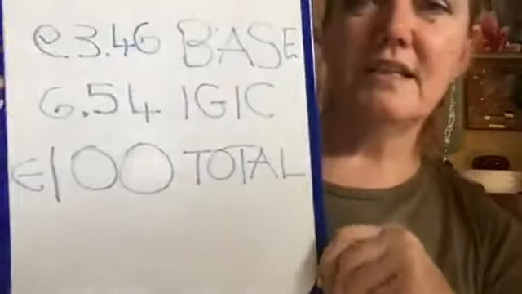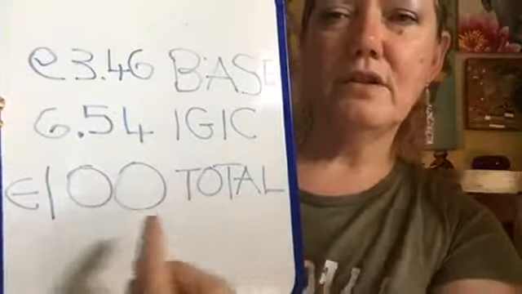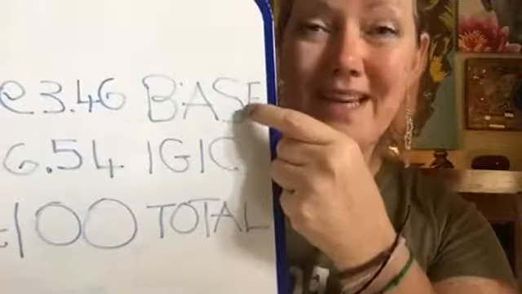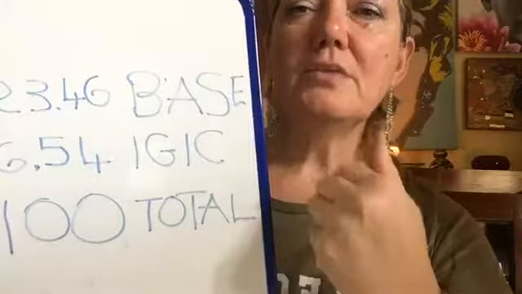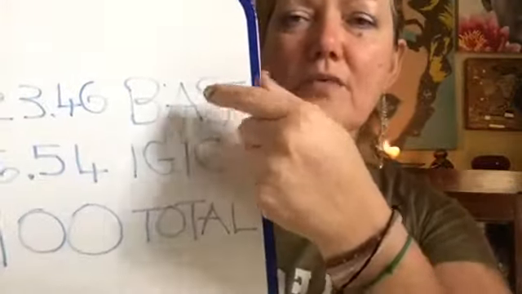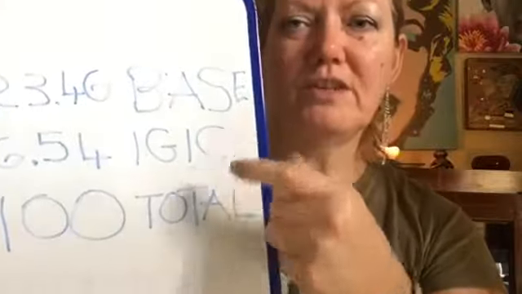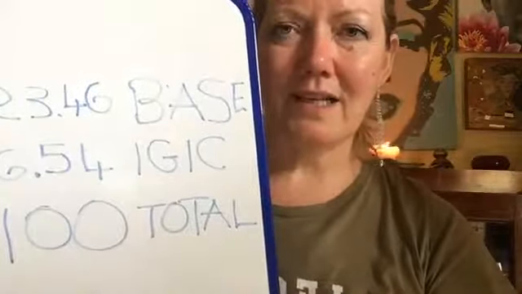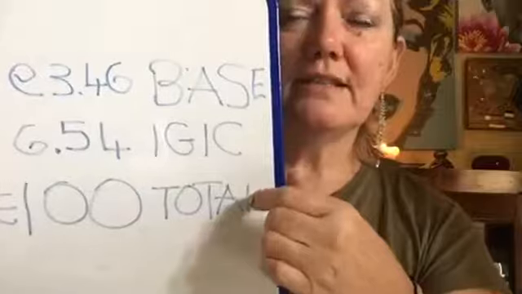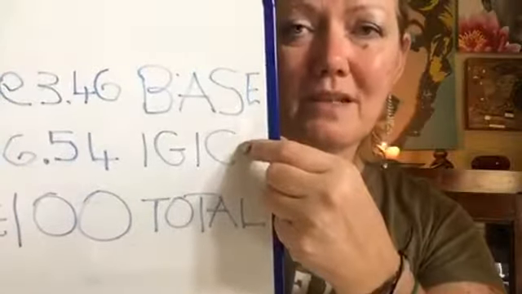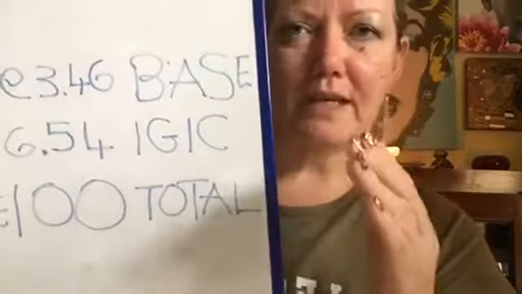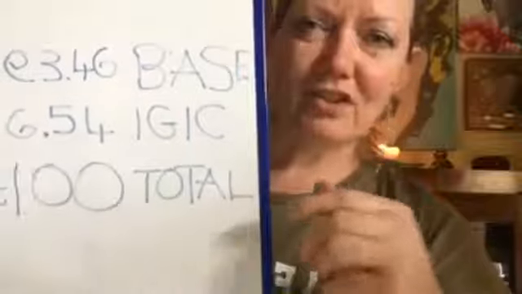So basically, if you charge the client a total of €100, the key thing is to work out the base figure. The base figure is what we would work the IGIC or the VAT on. We do not simply take this figure and work out 7%, because that is wrongly calculated. What we do is, because the IGIC at the moment is 7%, this represents 107%. Just follow me, you don't have to be a mathematician to get this.